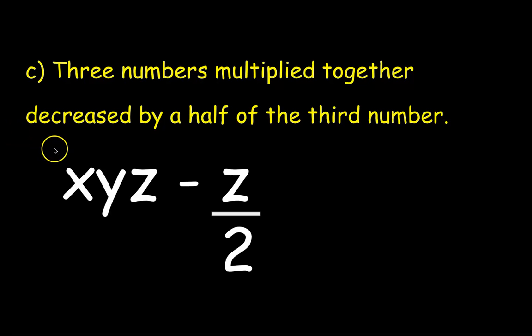Right, 3 numbers multiplied together, x, y, z. You could have a, b, c, d, g, q, as long as they're 3 different ones. Then you need a minus sign for decreased. Then you need this variable to be the same as that one, because it said a half of the third number, z over 2. You might have had divided by 2 here, but remember, this is the way we write them in algebra. Okay.